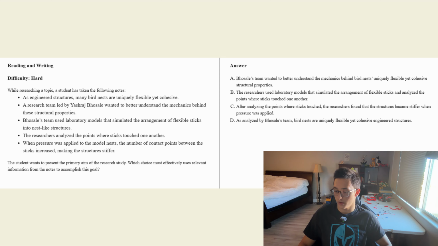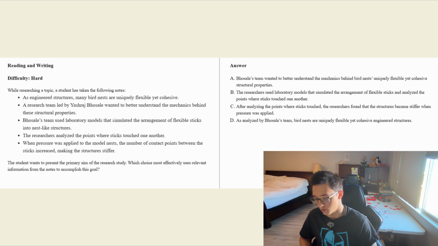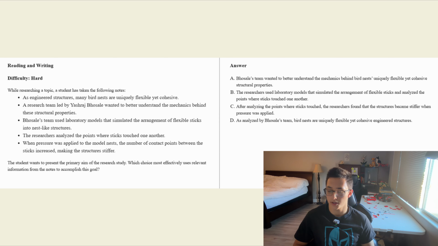So let's look at which answer aligns with that. A says, B's team wanted to better understand the mechanics behind bird nests' uniquely flexible yet cohesive structural properties. I mean, that's perfect. I love that answer choice. Let's make sure the other three are wrong.